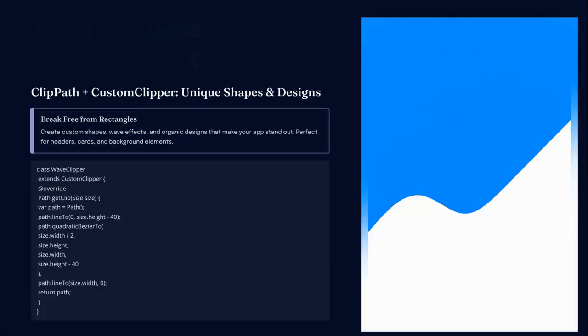Break free from rectangles with ClipPath and CustomClipper. Create custom shapes, waves, and organic designs that make your app stand out. Perfect for headers, cards, and background elements, these tools add a unique flair to your designs.